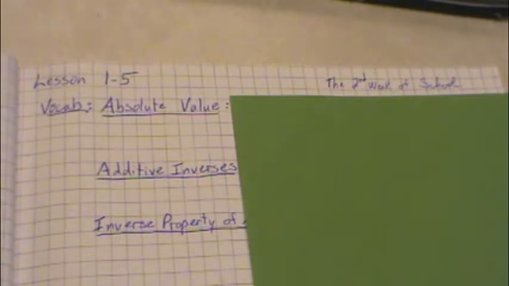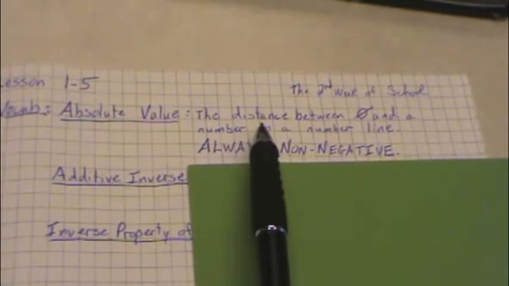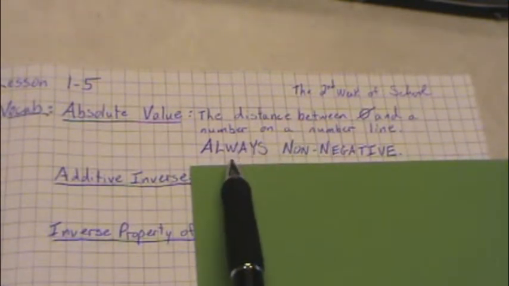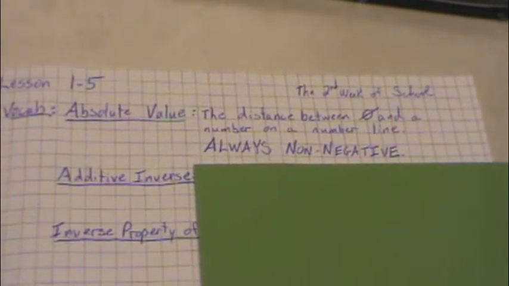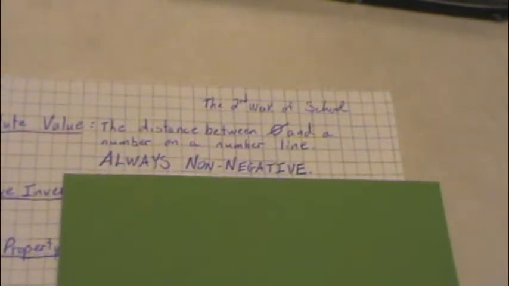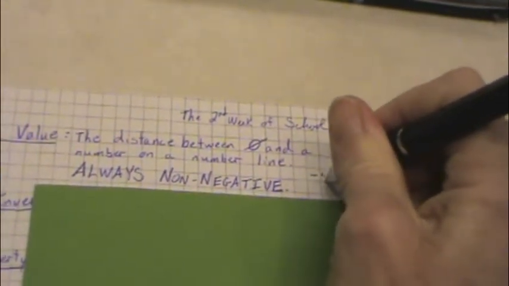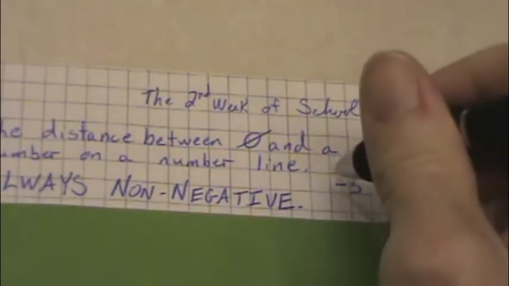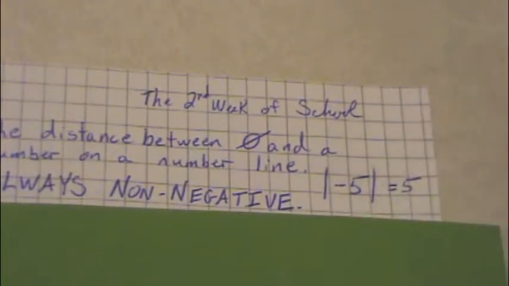Very quickly. Absolute value, the distance between 0 and a number on the number line. Always non-negative. And yes, it's that thing with the lines around the number. For example, -5, let me zoom in a little bit. -5, absolute value is 5.